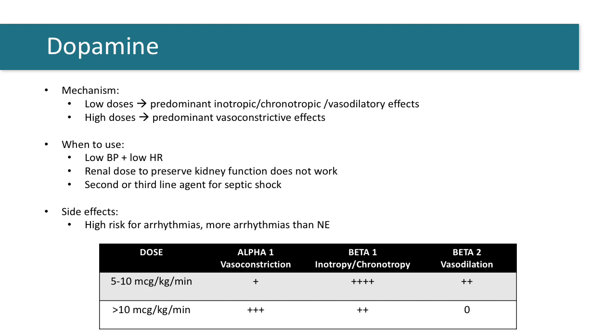Dopamine. Dopamine has different effects depending on dose as well. At lower doses, it's predominantly an inotropic or chronotropic agent with some vasodilatory effects. At higher doses, it predominantly acts as a vasoconstrictor. When you use it, you should be using it in states where the blood pressure and heart rate are both low. Renal dosing to preserve kidney function does not work well with dopamine, and at present, it is considered a second or third line agent for septic shock. The primary side effect of dopamine is the high risk for arrhythmias, much more common and prominent than seen in norepinephrine.